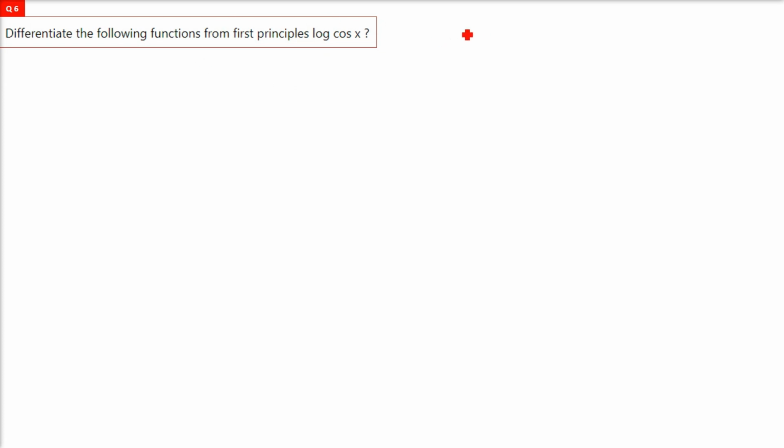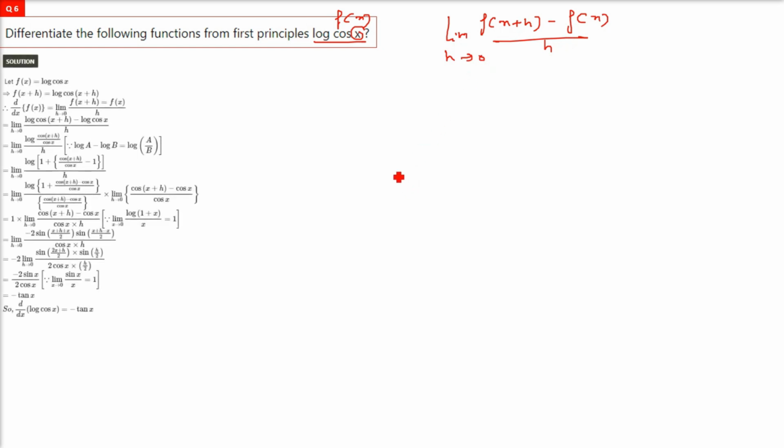Now the first principle we already know. It is f(x plus h). If this function is f(x), then f(x plus h), wherever x is there, we'll put x plus h, minus f(x), divided by h, limit h tends to 0. So this is what we do in first principle. Those who want to do it themselves, I have given a reference, and those who want to understand, just see the logic. How do we go about it?